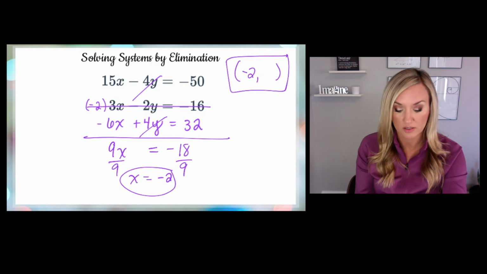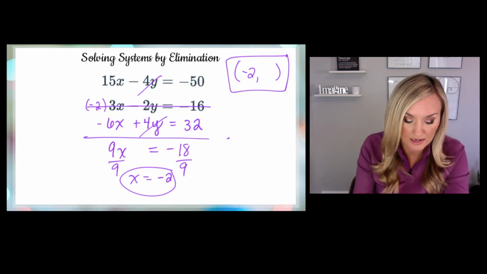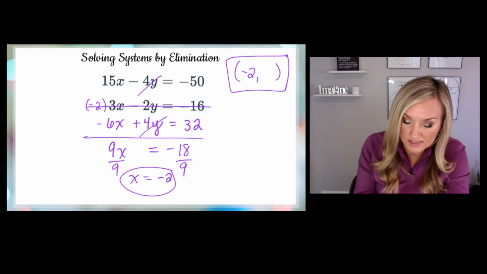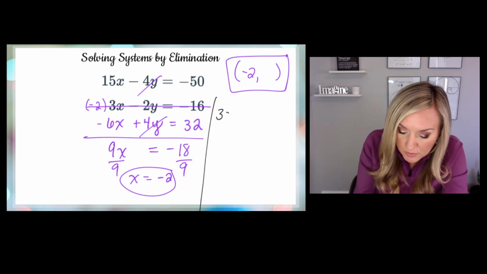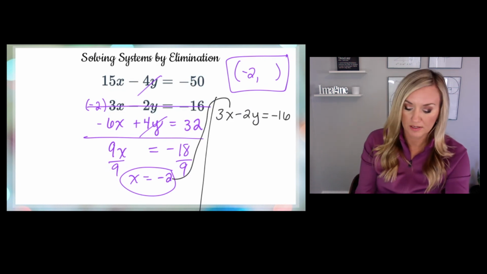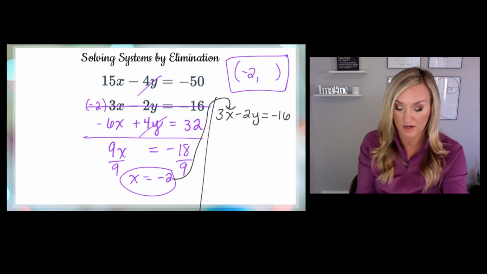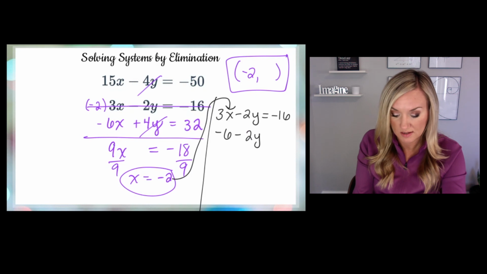So now we need to plug in x into any of the equations, and I'm going to choose the one that we changed, the 3x, the -2y, and then the equals the -16. So I'm going to erase this a little bit, give myself some room, draw a line straight here, and I'm going to rewrite it. 3x minus 2y equals a -16. And I'm going to plug in this -2 for x. So 3 times -2, that's going to give us a -6 minus 2y equals a -16.